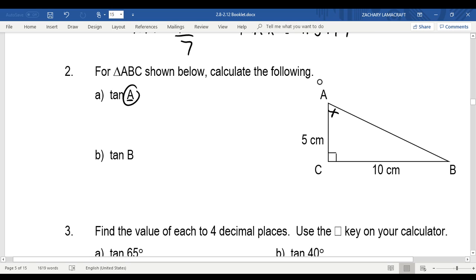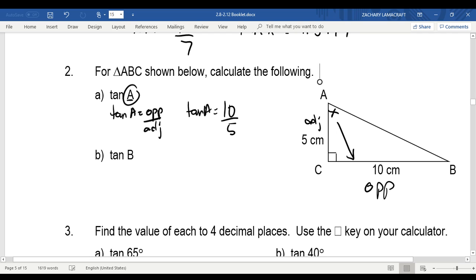So if I was looking at angle A, what's our opposite side? 10, right? Because it's opposite of it. And what's our adjacent side? Exactly. So for this case, tan A is equal to opposite over adjacent. And tan A is equal to then 10 over 5. Tan A is equal to what? 2. 10 divided by 5 is 2. Okay?